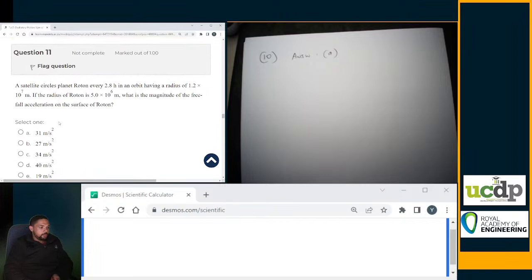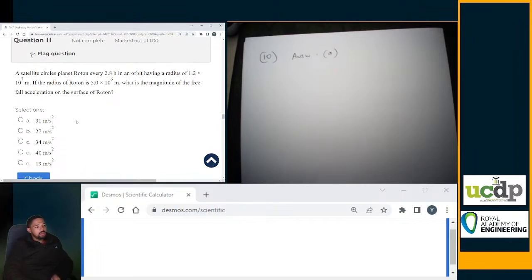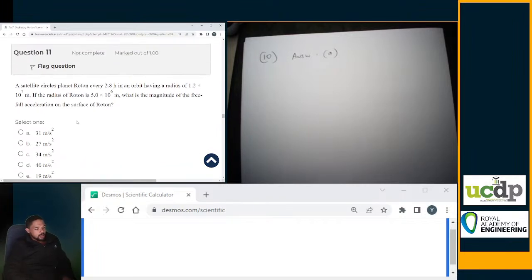Question 11. Another problem that would involve Kepler's third law.